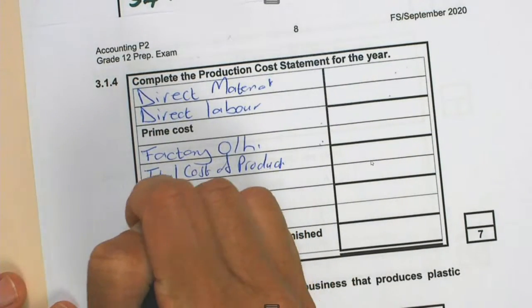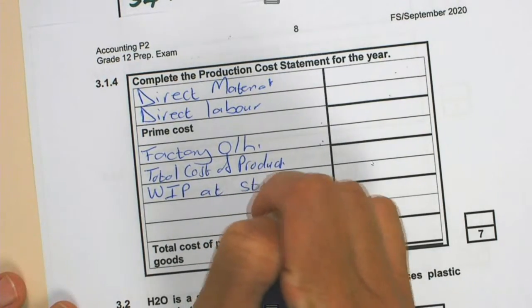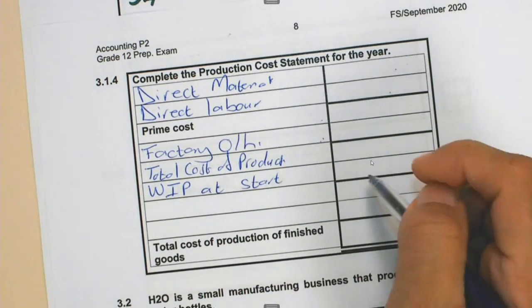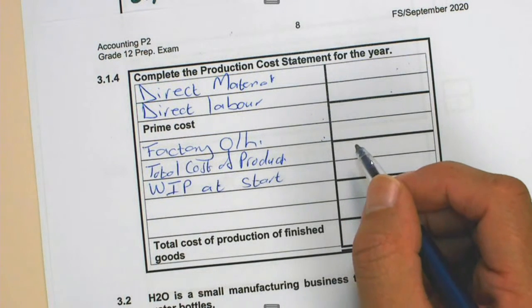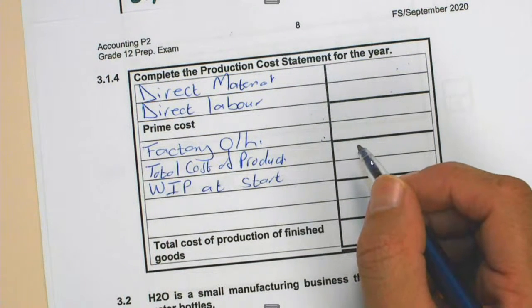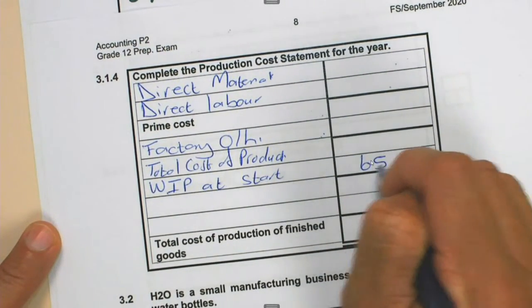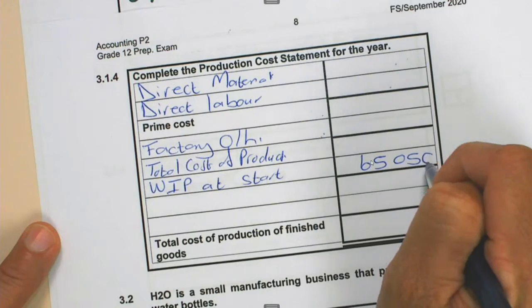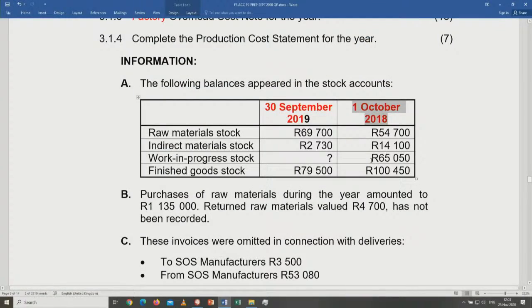Then I'm going to have my work in progress at the start. So work in progress at the beginning is 65,050. Let's check quickly that amount. 65,050. Okay, there we go. Let's go back to the question paper.